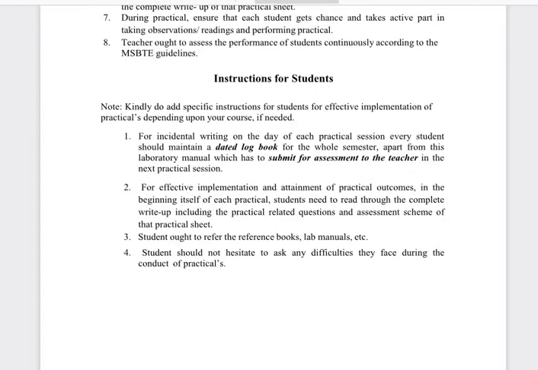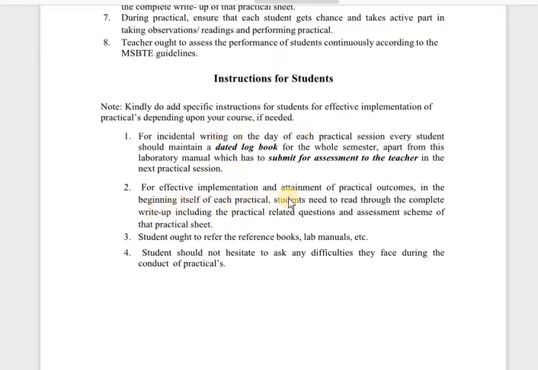Now we will see some instructions for the student. So see here, for incidental writing on the day of each practical session, every student should maintain a dated logbook. So you have to use the dated logbook for these practicals. And apart from this laboratory manual, which has to be submitted for assessment to the teacher in the next practical session, you have to write it into the logbook.